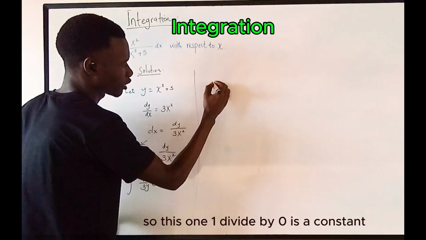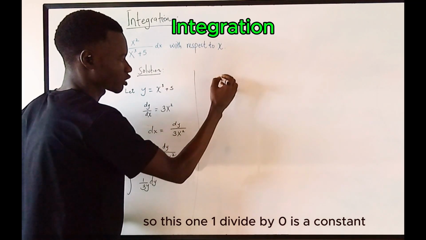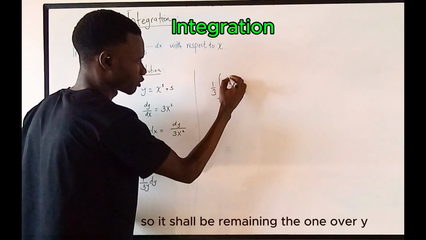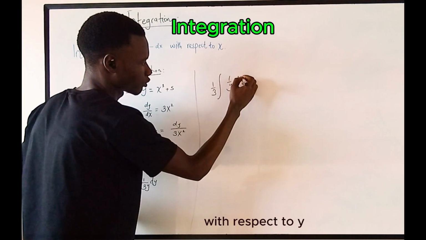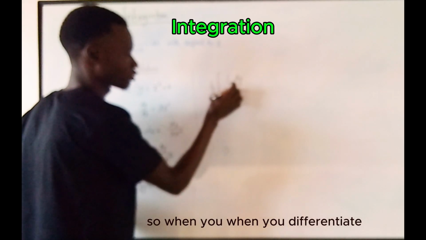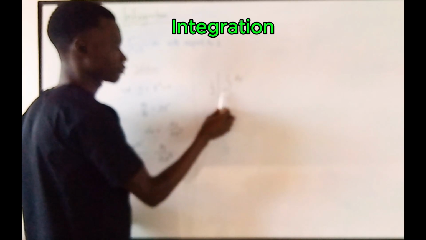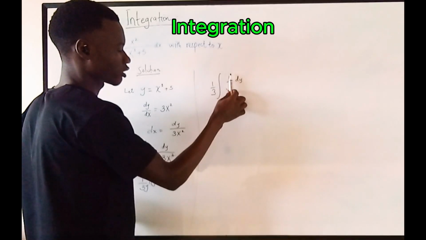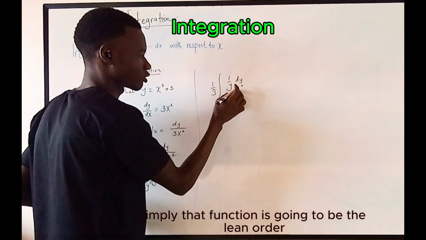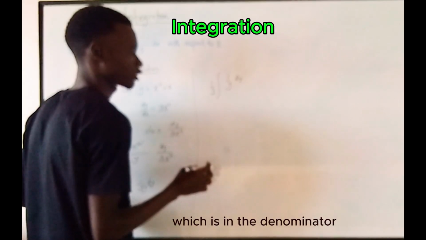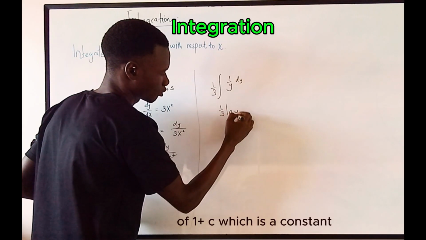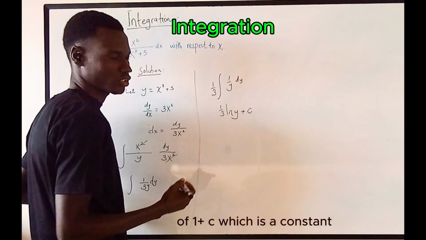So 1 divided by 3 is a constant, so you take it out of the integral, it cannot be affected by integration. So we shall remain with the integral of 1 over y dy. When you're integrating a function which is 1 over a variable, simply that is going to be ln, the natural logarithm of the variable which is in the denominator. So we shall have 1 over 3 and then ln of y plus c, which is a constant.